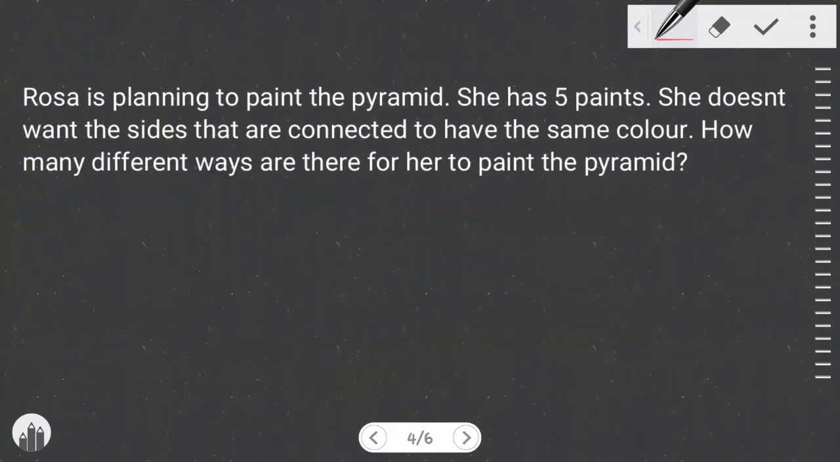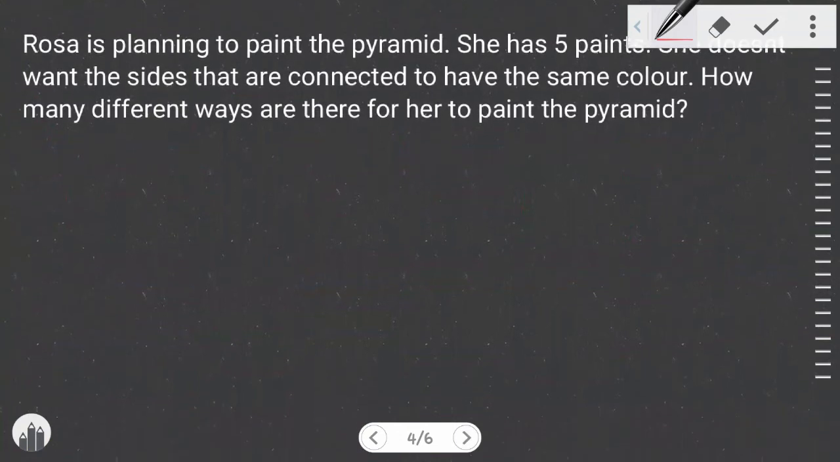Second problem. Rosa is planning to paint the pyramid. She has 5 paints. She doesn't want the sides that are connected to have the same color. How many different ways are there for her to paint the pyramid?